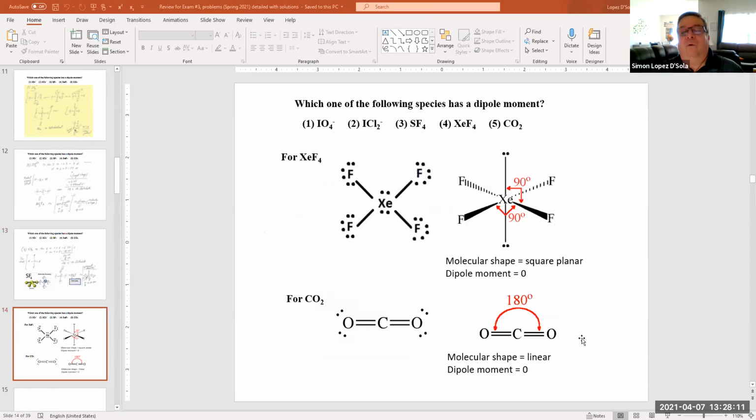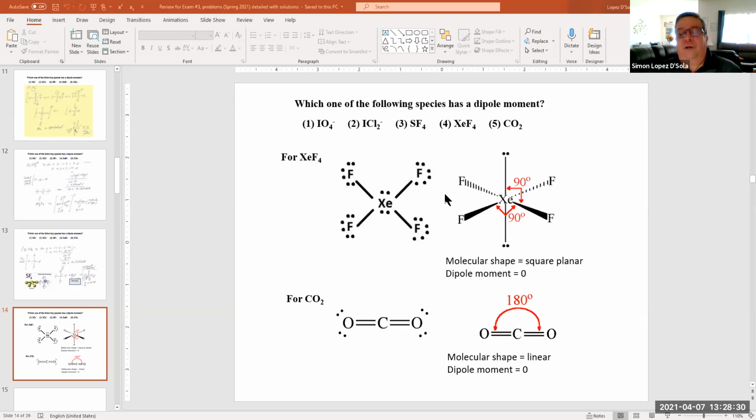Well, in the next case, you will find that xenon tetrafluoride has a molecular shape which is square planar, and the fluorines cancel each other, and you have 2 lone pairs on the axial positions. So in this case, the dipole moment will be equal to 0.